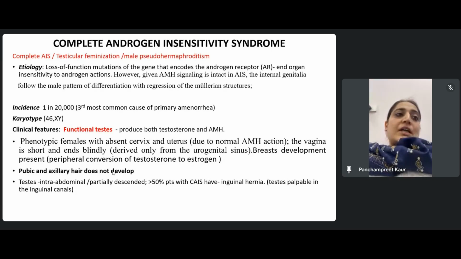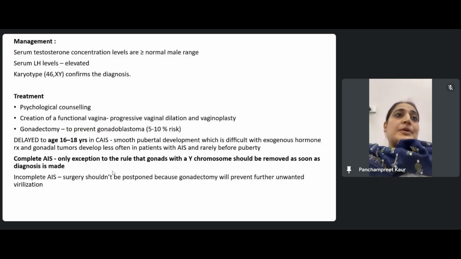The vagina is short and ends blindly, derived only from the urogenital sinus. The breast development is normal because of the peripheral conversion of testosterone to estrogen. The testis may be intra-abdominal or partially descended, with more than 50% of the patients having complete androgen insensitivity having inguinal hernia. If they are incomplete androgen insensitivity, they might present with ambiguous genitalia also. So it can be detected early at the time of birth also.